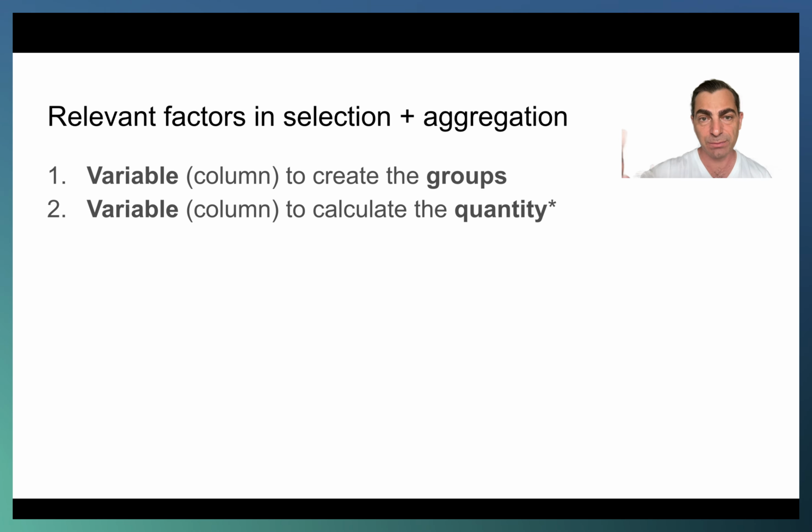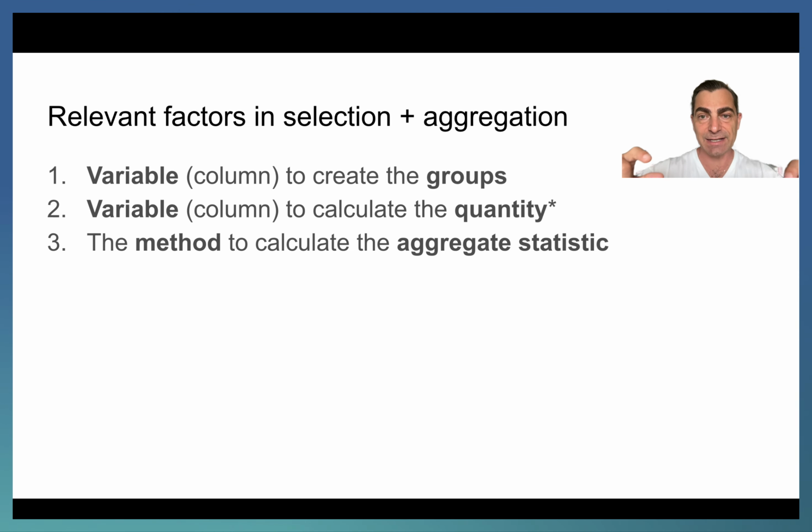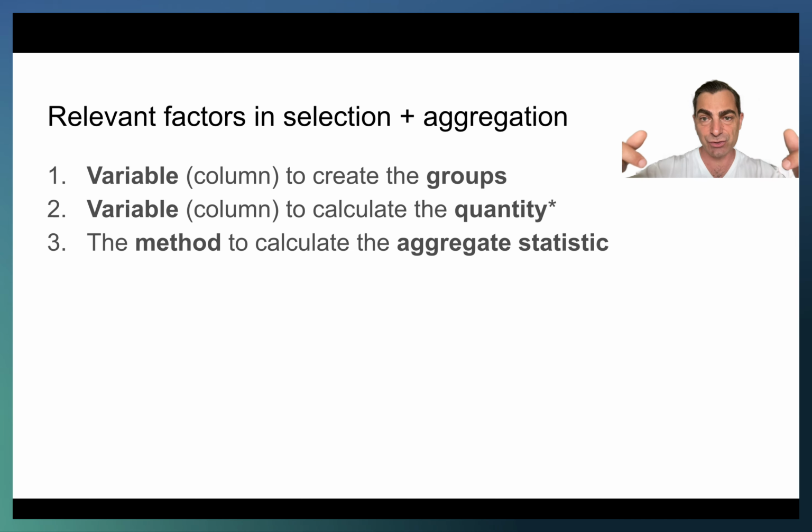But let's say that we use another column that, as we will see in a moment, contains information about how many people have been injured within a collision. Well, now I have the column selected to generate the groups and another column selected to generate the quantities. And the third element that I need is a method to decide how to calculate a summary statistic, an aggregation on the quantities of the elements that are within each group.